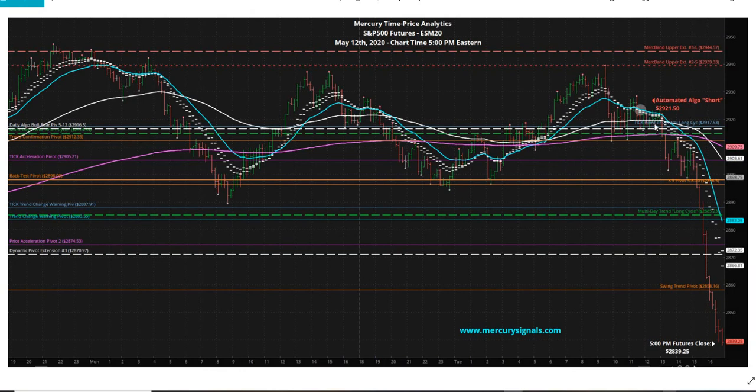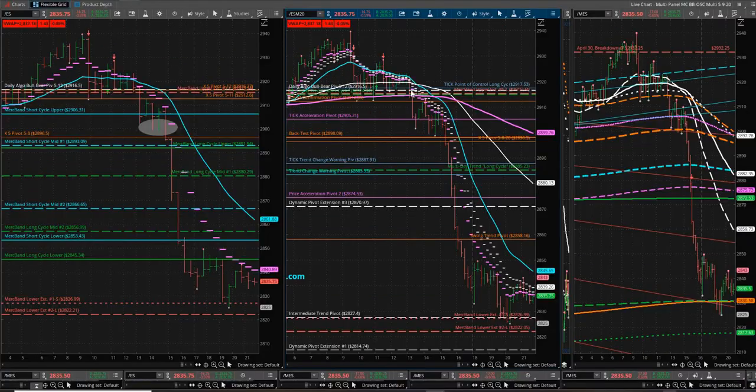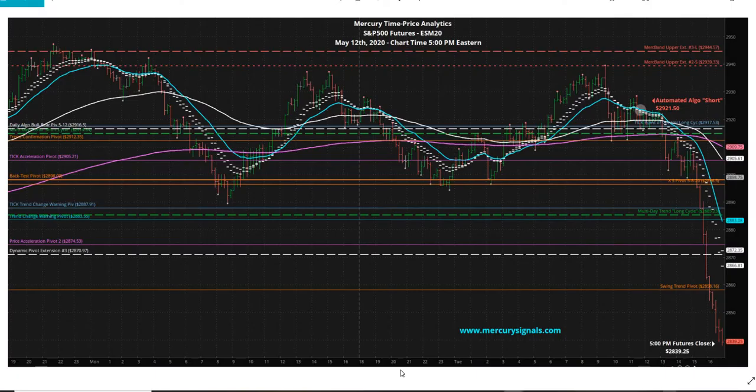And this was the short entry. We've got an automated algorithm that provides the long and short entries. You can see right here, this is where it triggered, and on the screenshot, we've got the labels here for you. So the automated algo triggered short at 2915.0 today.